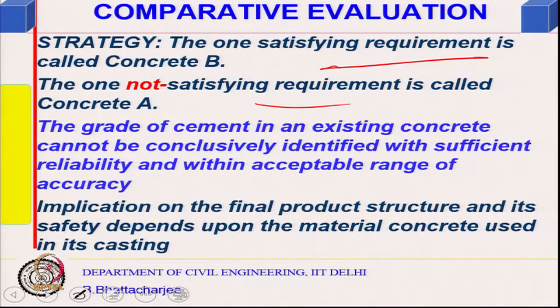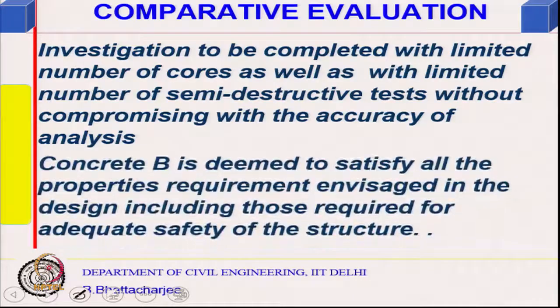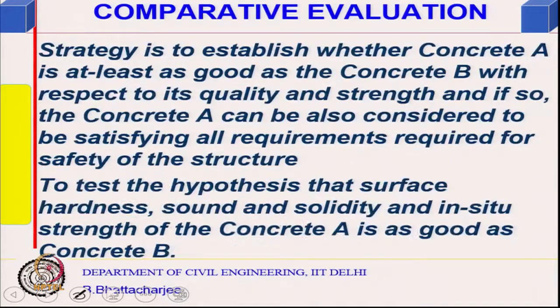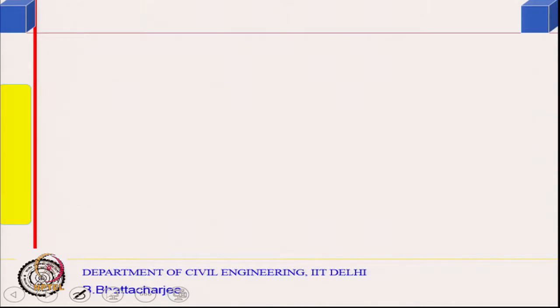So, therefore, we went to the final product, and we did a lot of non-destructive testing. We said that concrete B is deemed to satisfy all the property requirements in design, including those required for adequate safety of the structure, provided concrete A is as good as concrete B. That is the point, and this statement is in the slides you have. So, to test the hypothesis that the surface hardness, soundness and solidity of concrete A is as good as B, we would compare them.